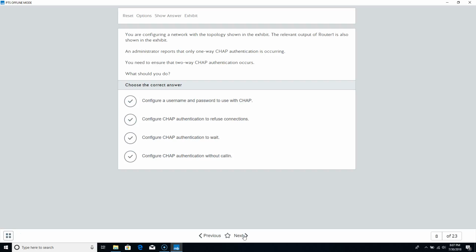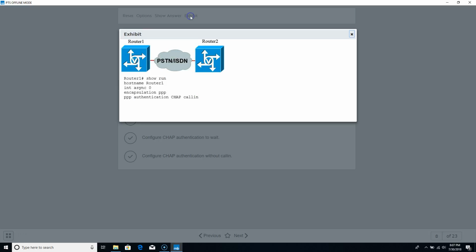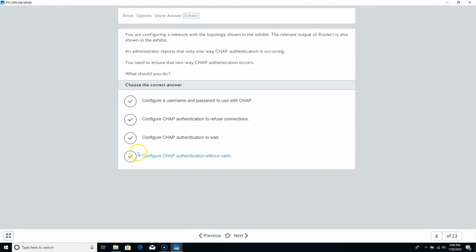The administrator reports that only one CHAP authentication is occurring. You need to ensure that two-way CHAP authentication occurs. What should you do? Okay, let me see. If you use PPP authentication CHAP calling, that's called one-way. If it's two-way, you don't need that. Okay, you don't need this. So configure CHAP authentication without the calling.